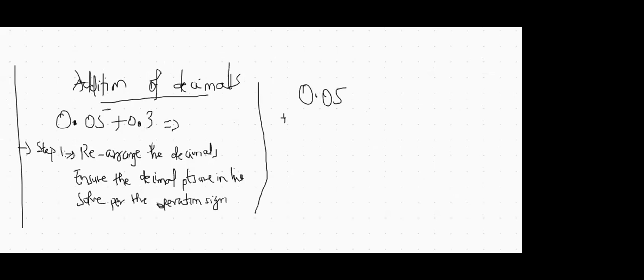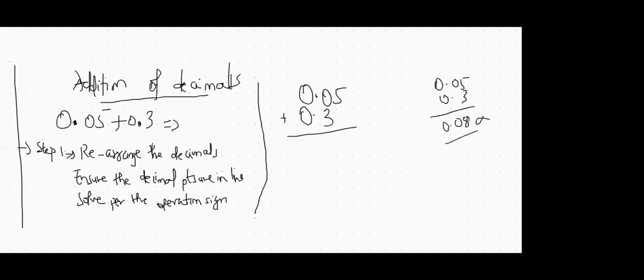Are in line. Next one is 0.3. In normal addition, someone may say it should be like this: 0.05, 0.3, giving 0.8. This is wrong. Please, are you watching the screen? Yes. The decimal points must be in line, irrespective of how long one of the decimals is.